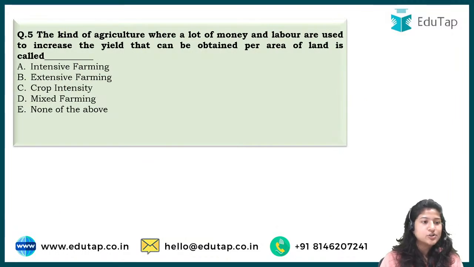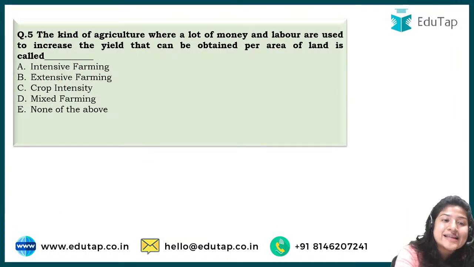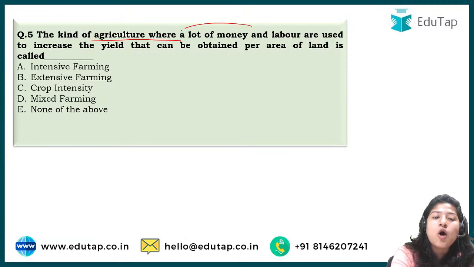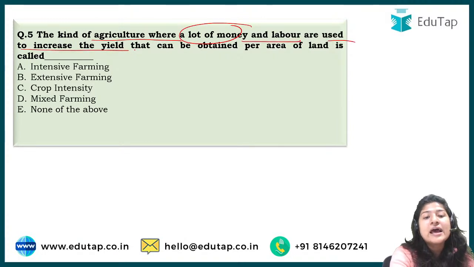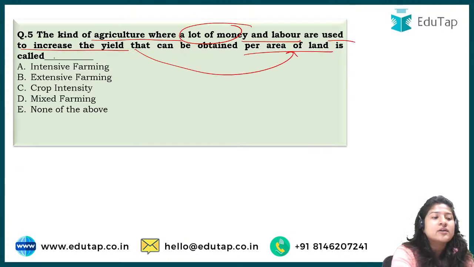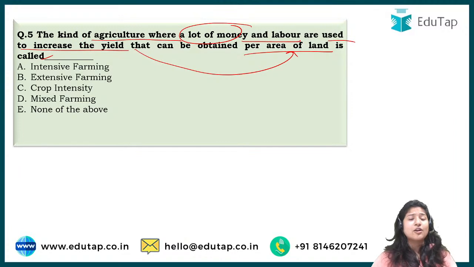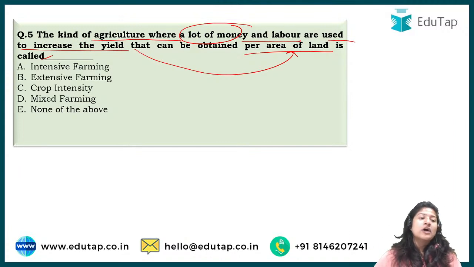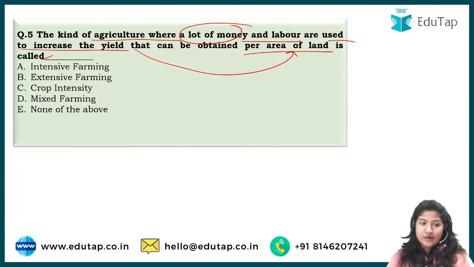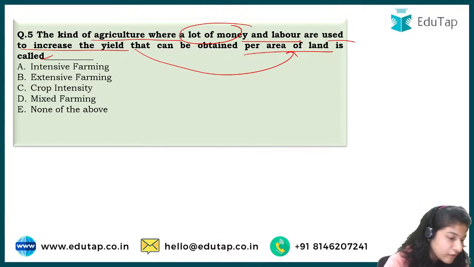I hope that is clear to you all. Now coming to the 5th question, which says the kind of agriculture where a lot of money and labor are used to increase the yield that can be obtained per area of land is called. In simple language, they just want to ask that type of agriculture where a lot of inputs are used. So you have to tell me if that is intensive farming, extensive farming, crop intensity, mixed farming, or none of the above.